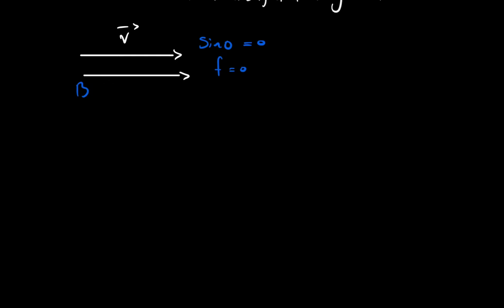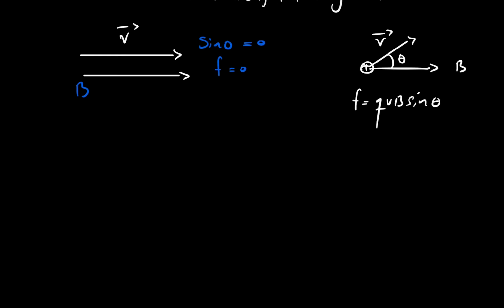If the charge is moving at an angle, what happens is we can then calculate the theta between the direction of movement and the magnetic field line, and we can calculate the force acting on the charge, whether it's positive or negative, by using the equation F equals QVB sine of theta.